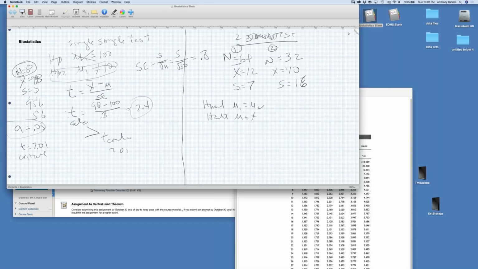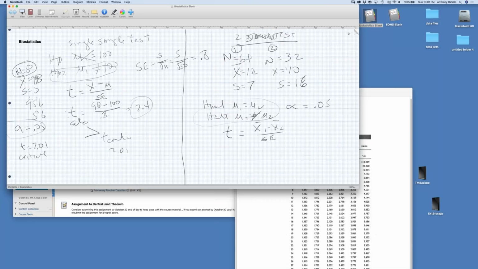So mu1 equals mu2, or mu1 does not equal mu2. Okay, so there's the alternative hypothesis. What level of error are we willing to accept? Well, usually it's 5%, could be at times 1%, right? So now how do we calculate our t-value for this? Well, okay, our t-value is going to be, we don't know what mu is, so instead it's going to be x bar 1 minus x bar 2 over the standard error.